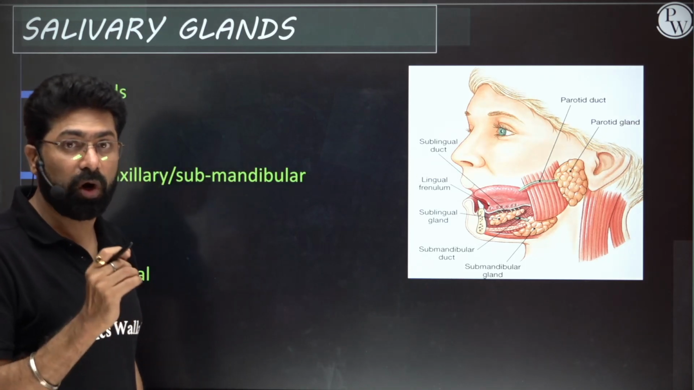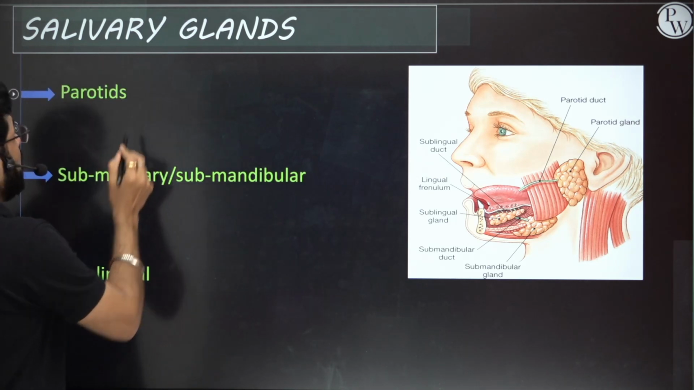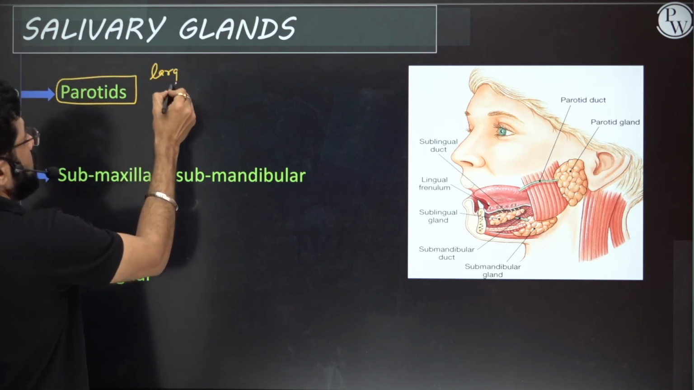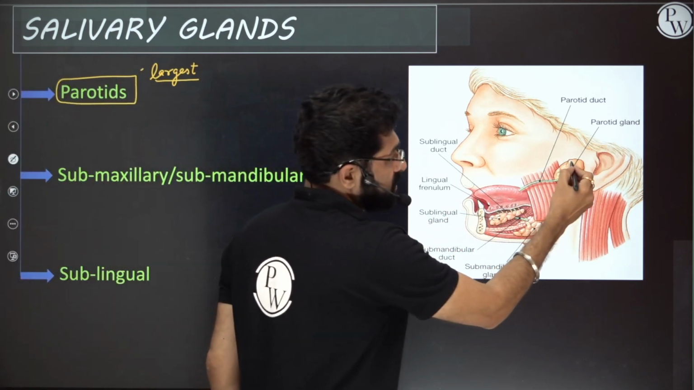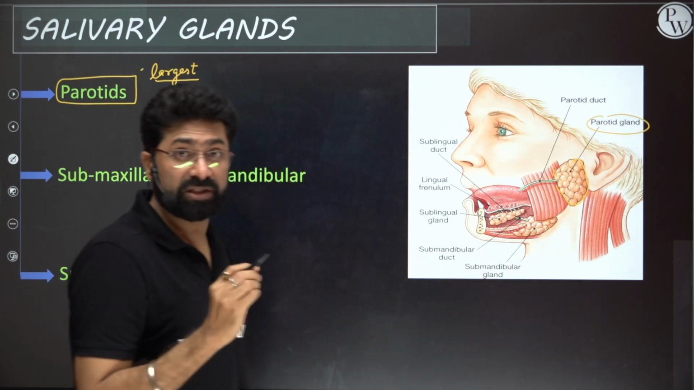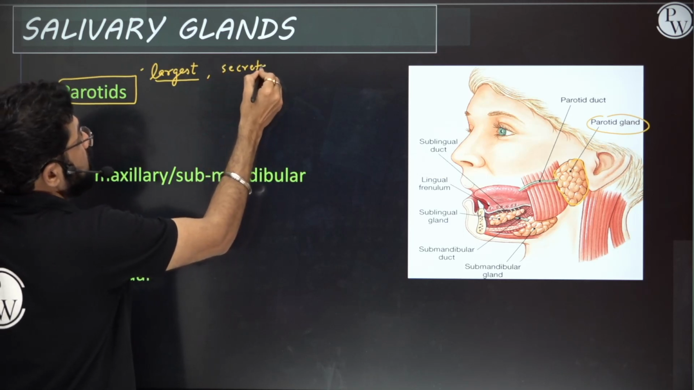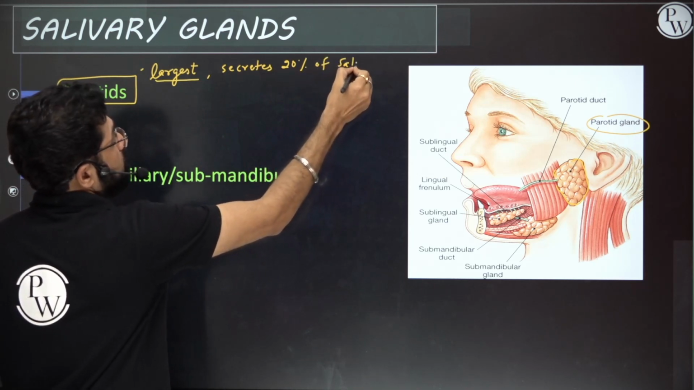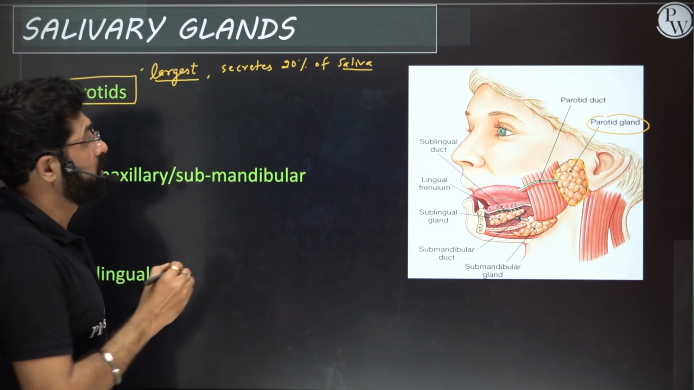Three pairs of salivary glands are present in humans. One is the parotid. This is the largest salivary gland, found just below the ears. The parotid gland is the largest salivary gland, and it secretes only 20% of saliva.